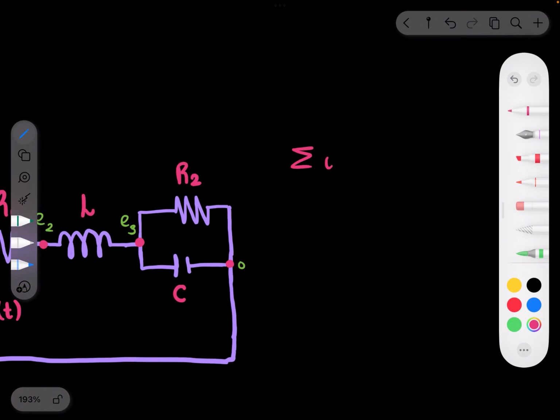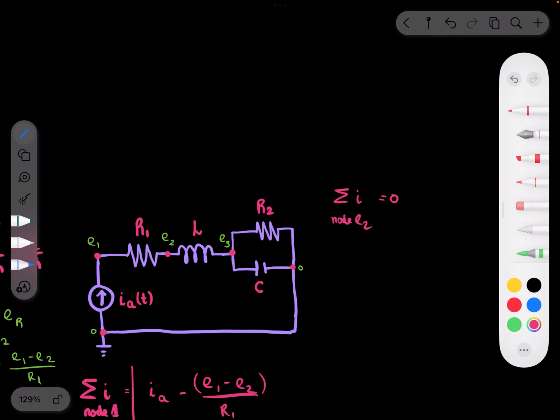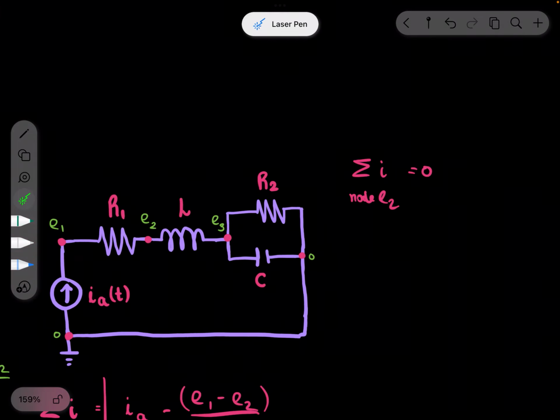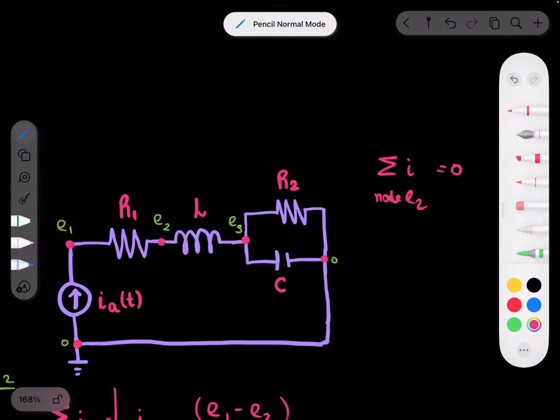Next up, the sum of the current in node 2, E2, same thing. Once again, this has to equal 0. What do we have going on? Which one's our consumer and which one's our source? Our source this time would be the resistor, R1, and the consumer would be the inductance. So the source from E1 to E2 and the consumer from E2 to E3.